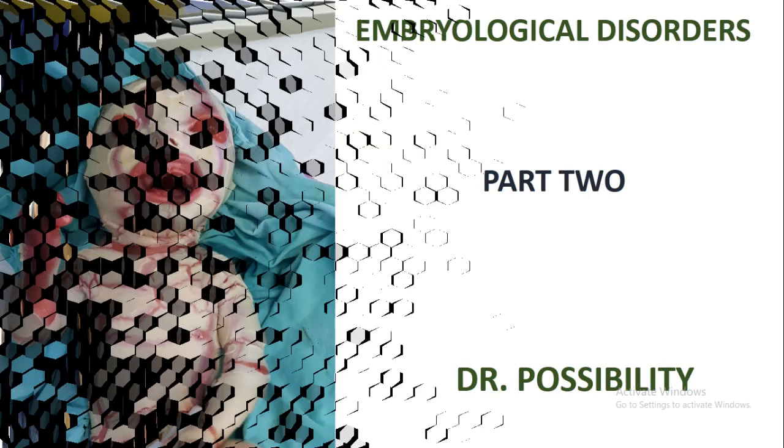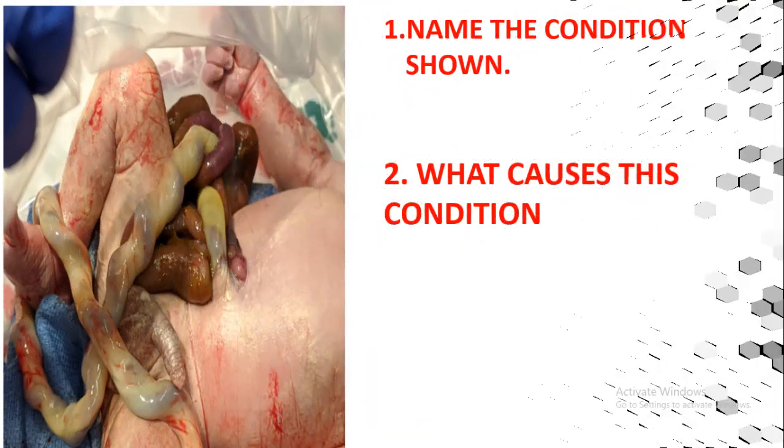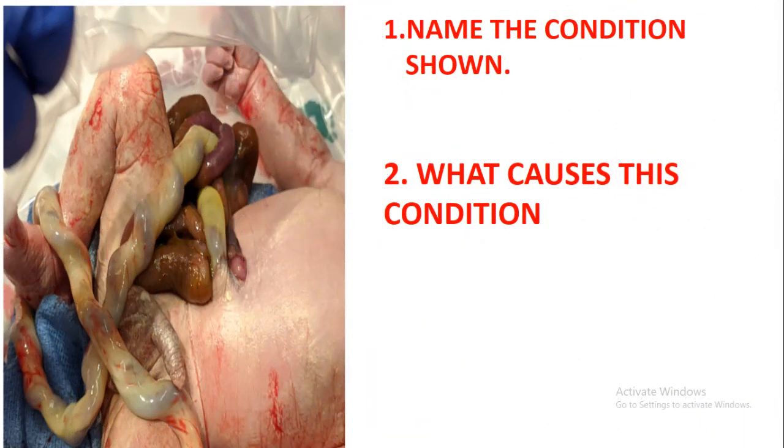Let's quickly get started. So in this question, we have been asked to name the condition which has been shown. If you look at this condition, you need to understand that there are some intestines lying outside, and these intestines are not being covered by the amniotic cavity. As a result, this condition is known as gastroschisis.